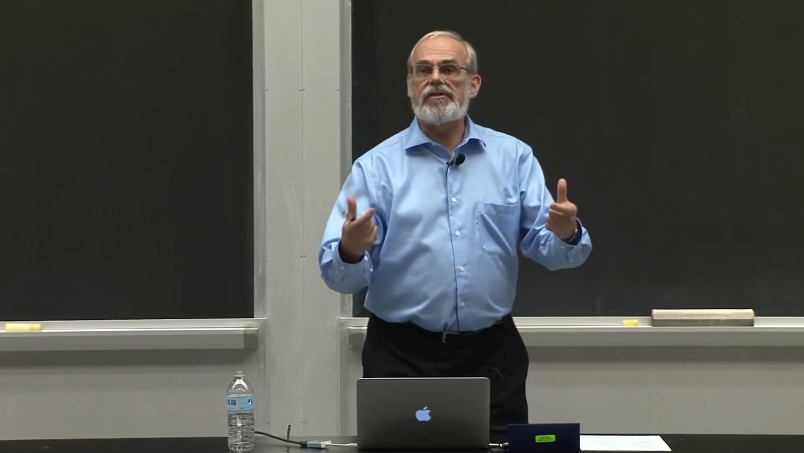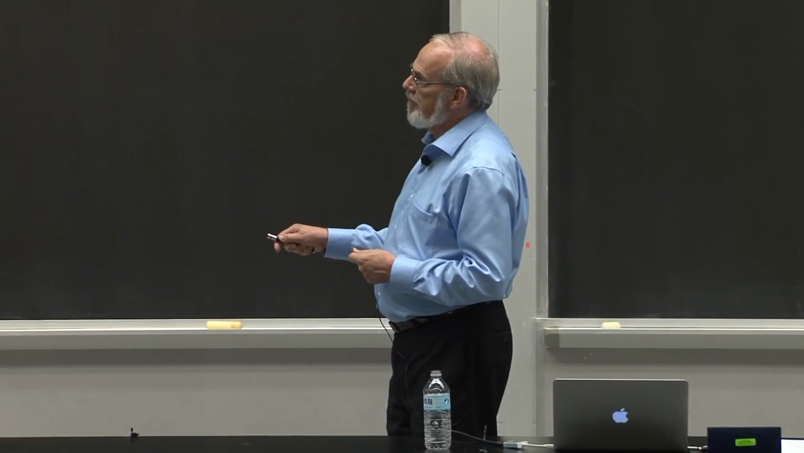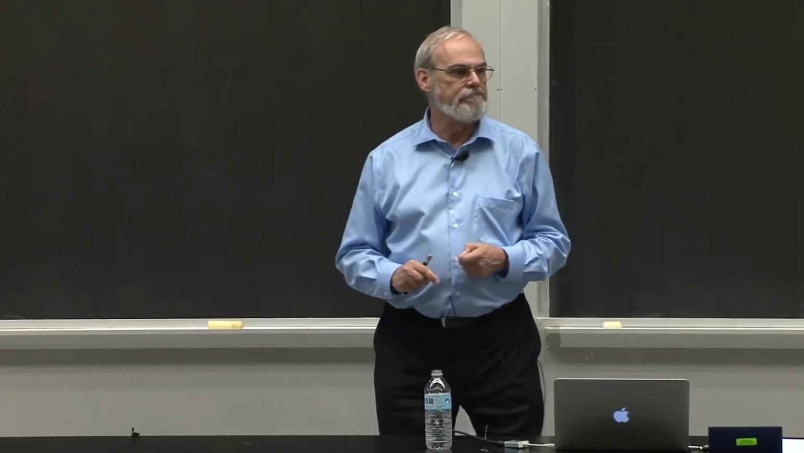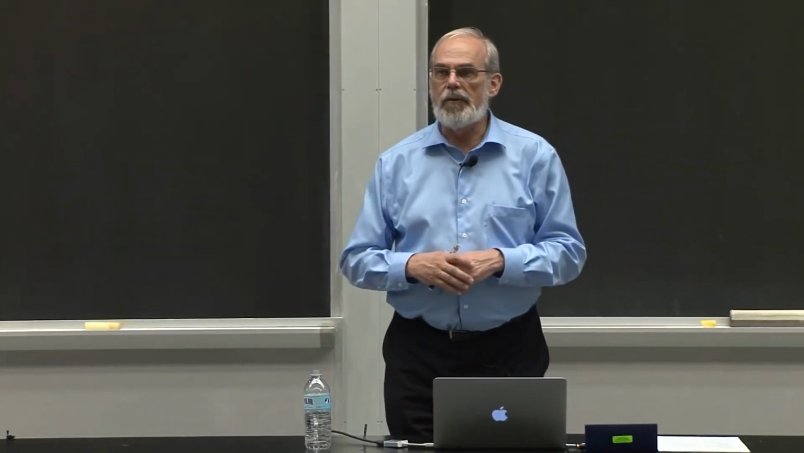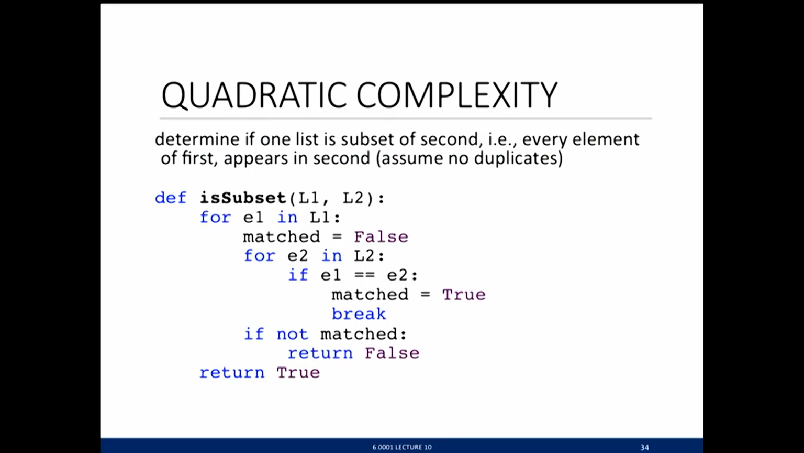Suppose I give you two lists composed of integers, and I want to know, is the first list a subset of the second list? Code's in the handout, by the way, if you want to go run it. But basically, the simple idea would be I'm going to loop over every element in the first list. And for each one of those, I want to say, is it in the second list? So I'll use the same kind of trick. I'll set up a flag that's initially false.